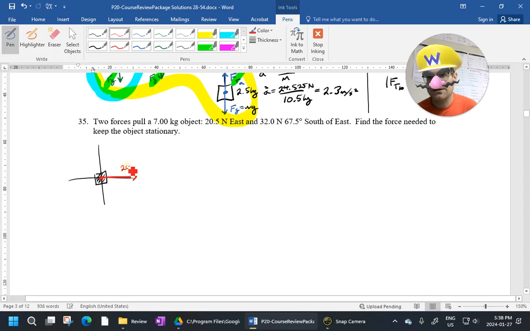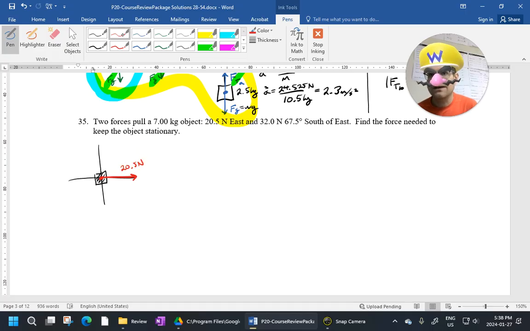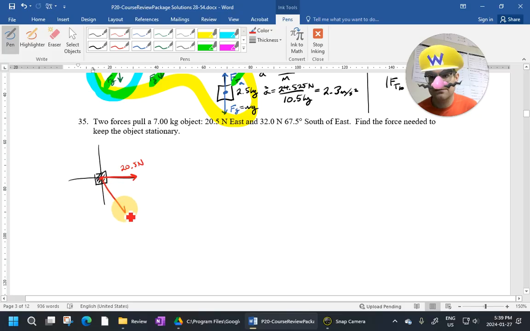It looks like it's going that way, 20.5 newtons. We have another force here pulling south of east, so right of east, down in this direction. Pretty steep right up there. A little bit bigger too, 32.0 newtons. And this angle here, go east then south, 67.5 degrees. So there's going to be another force that's going to try to balance these out. Based on what I have here, it kind of looks like that force might be somewhere in this northwest direction.